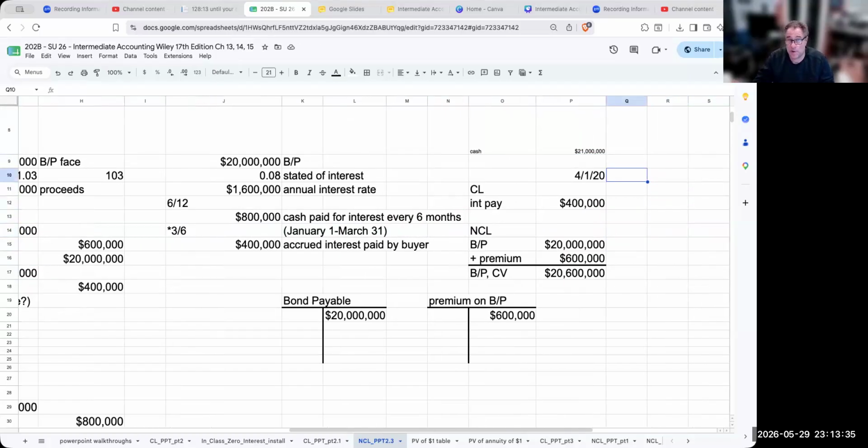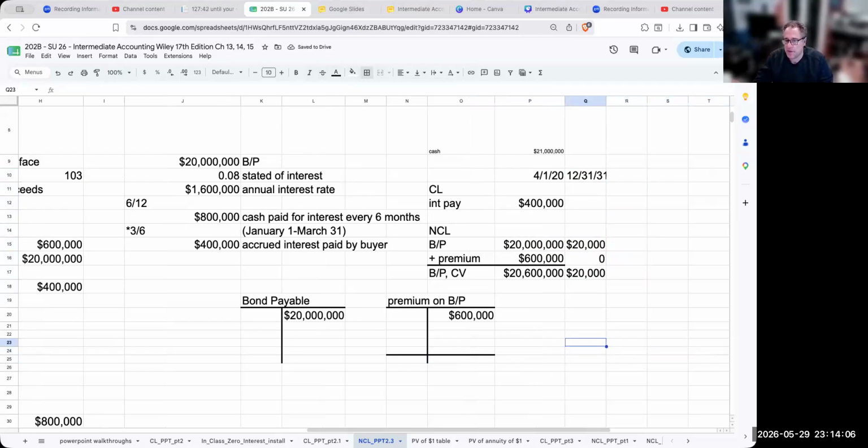Now, as we've seen from my other examples, if this is being paid out 12 years from now, it's 21. Okay, so this will be paid on December 31st, 2031. We're going to want this premium to go down over here to 0. And if we're doing this straight line, normally how I would amortize a premium is I would say, okay, you've got the 600 grand straight line.